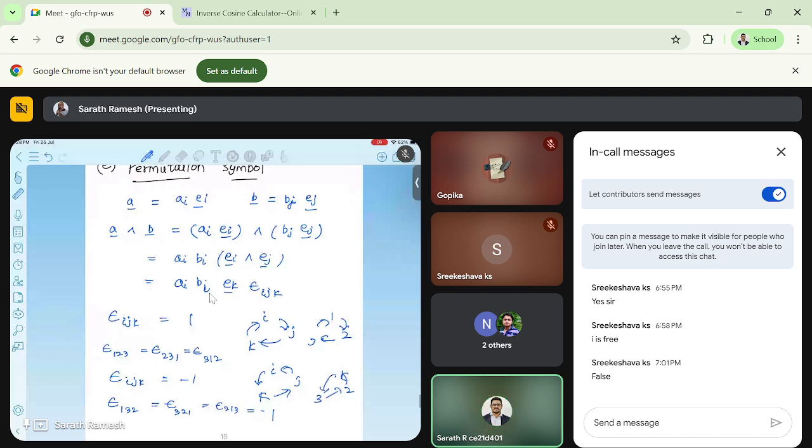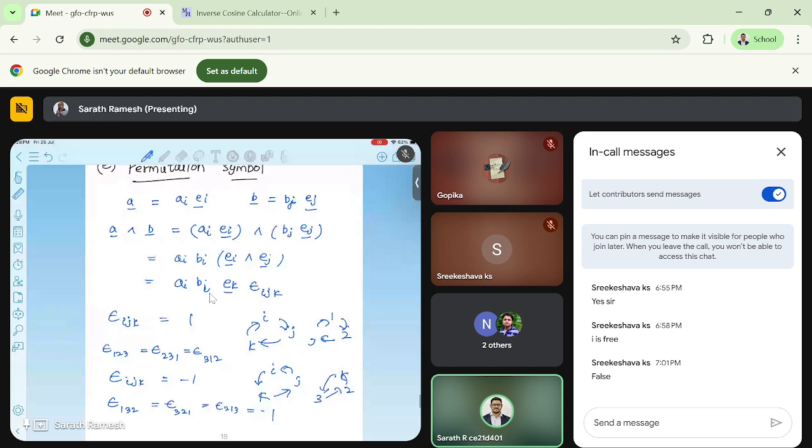If it is coming in the clockwise direction 1, 2, 3, it is 1, because a cross b is equal to negative of b cross a. It is not commutative, so it is going minus 1. Similarly, if we have any two indices repeating, 1, 1, 2 or 2, 2, 1 or 1, 1, 1, it is 0. Okay, this is a new term that we have studied.